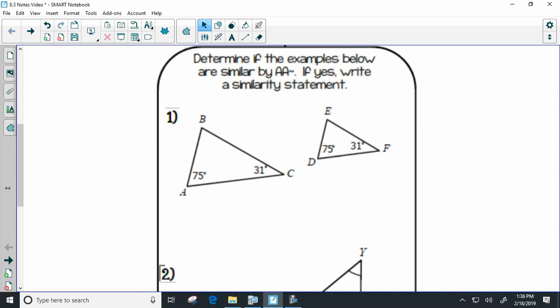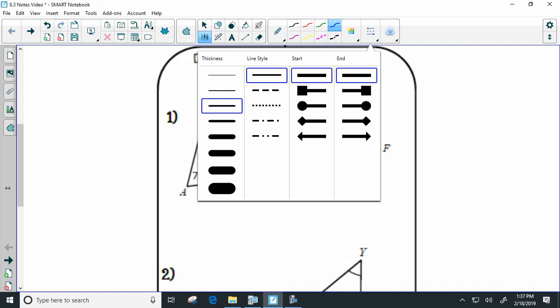All right, so let's take a look. It says determine if the examples below are similar by AA. And I'm only going to check AA, that's it. I'm going to check and see if two angles of one are congruent to two angles of another.